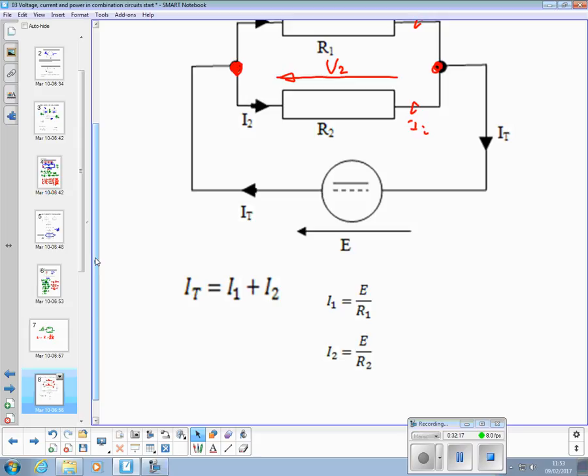Then you've got a combination circuit, and we're coming on to them towards the end of the lesson. So we're dealing with the two separate types, series on its own, parallel on its own. Then we'll look at a circuit that's got both. All right?